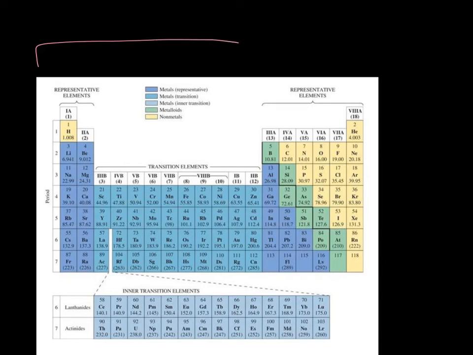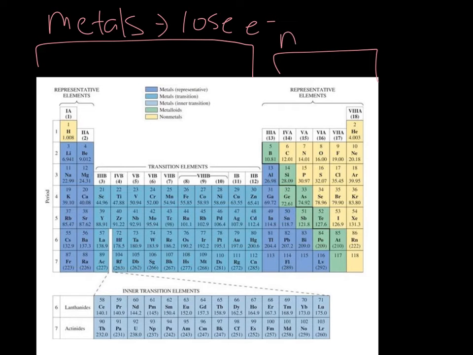So on the left-hand side of the periodic table are the metals. And we will see as we go on that the metals tend to lose electrons when they react. And then on the right-hand side of the table would be the nonmetals. And the nonmetals tend to gain electrons when they react.